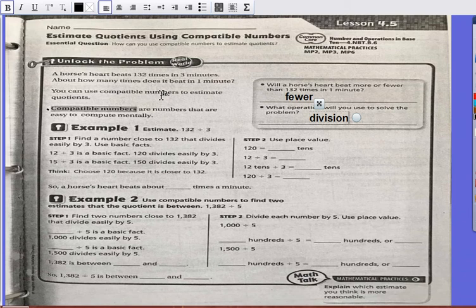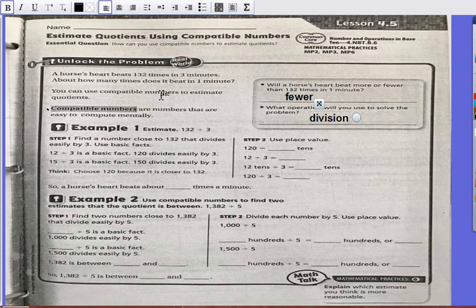This is where it's super important to know your facts. Start with 3 times something as close as you can to 132. That's what it's saying. 12 divided by 3 is a basic fact, and we just learned in our last lesson that 120 divides easily by 3, because 3 times 4 was 12, and then we added another 0, so 3 times 40 would be 120. Then we have 15 divided by 3, that's a basic fact. 150 divides easily by 3, because we know 3 times 5 is 15, and then we add our 0, so 3 times 50 is 150.